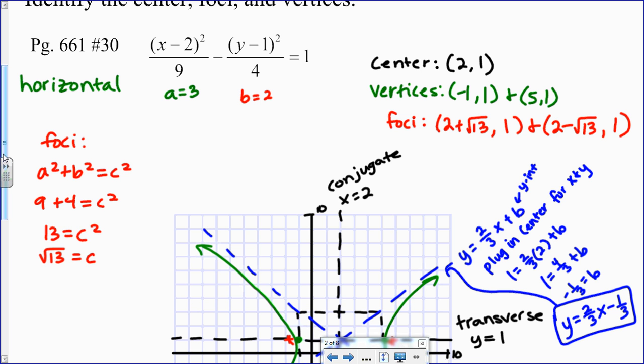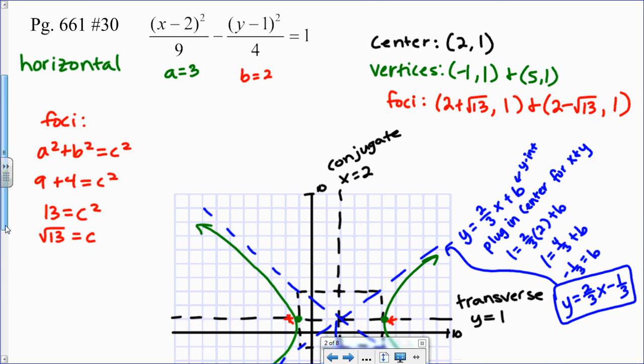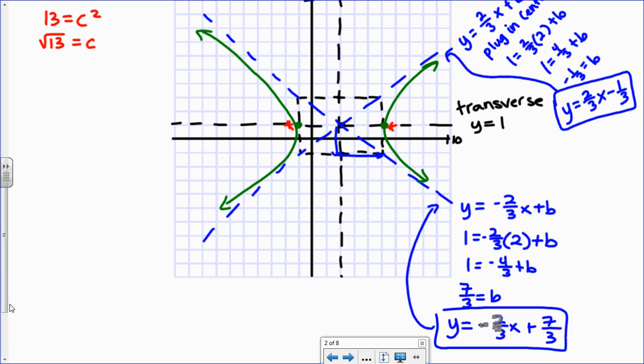All right. So it gets a little bit harder when your center is not at 0, 0. Your transverse and conjugate axes are shifted, and then finding the y-intercept of your asymptotes, that can be a little tricky too.